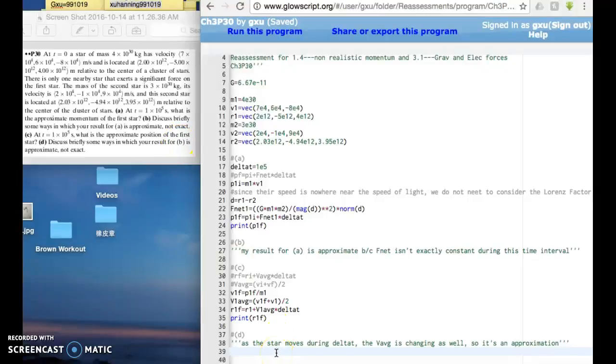It's basically the same thing as part B because the star is obviously still moving throughout the interval, so we can't be exact about the V average, which makes this result a very close approximation. Thank you.